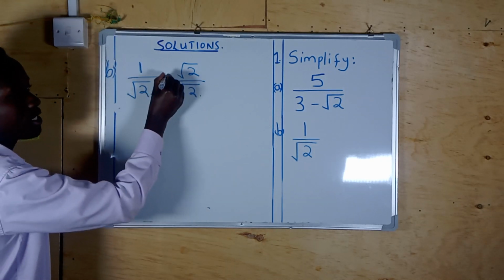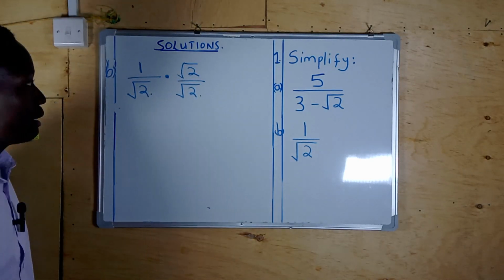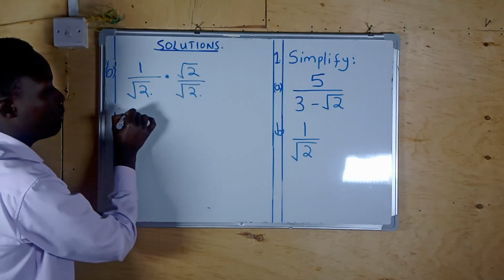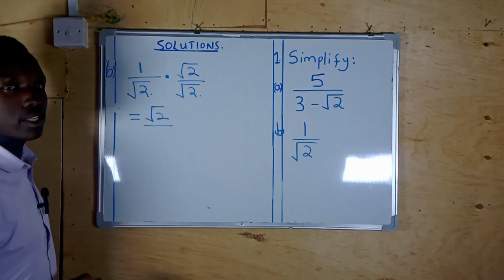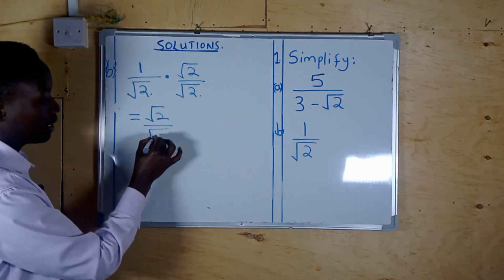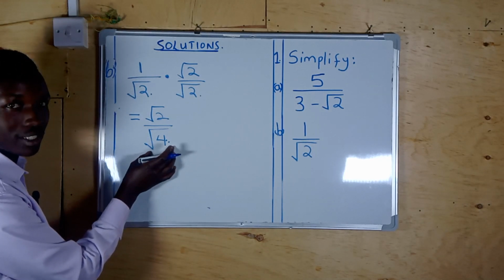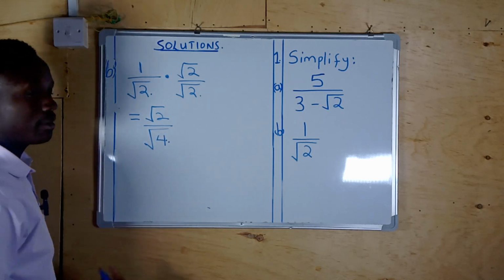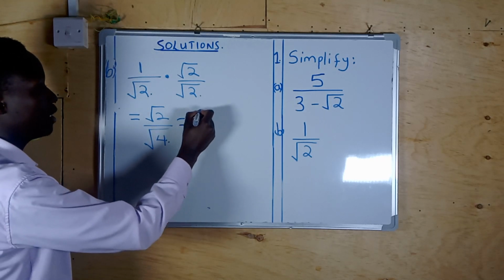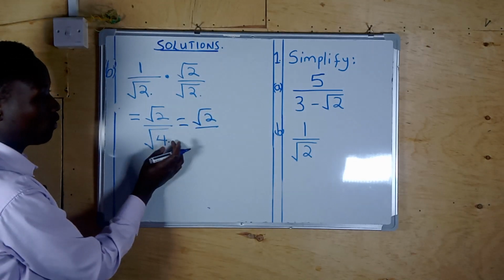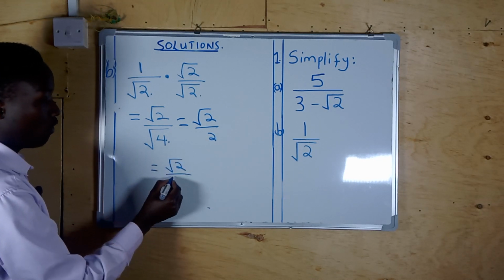This dot simply means multiplication. You can use a multiplication sign or you can instead use a dot. So 1 multiplied by root 2 will be equal to root 2 over the square root of 2 multiplied by the square root of 2. That will give us the square root of 4. The square root of 4 is a perfect square, which means it has a perfect root, and the square root of 4 is 2. So we are going to have our answer as root 2 over 2.